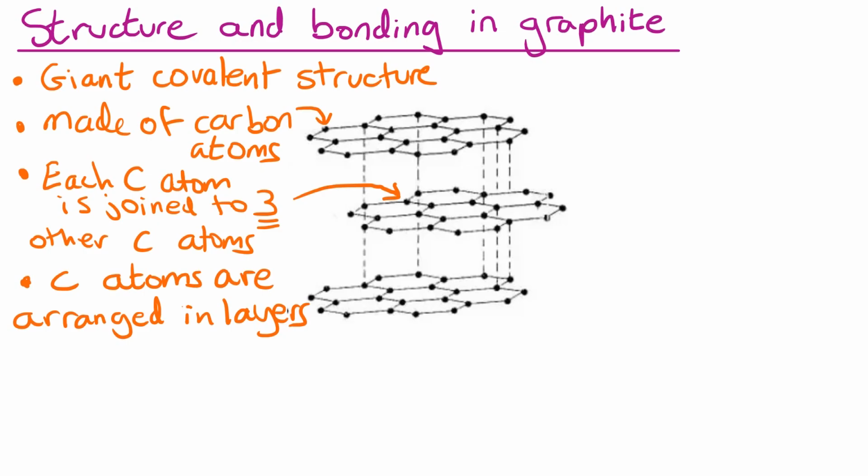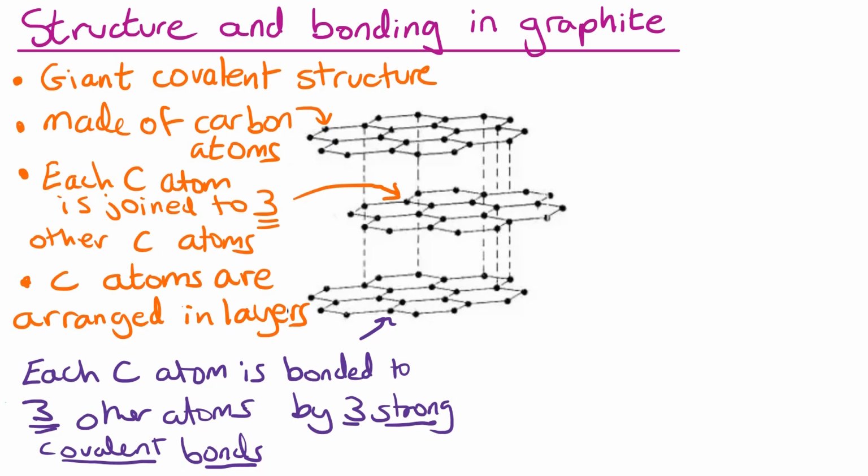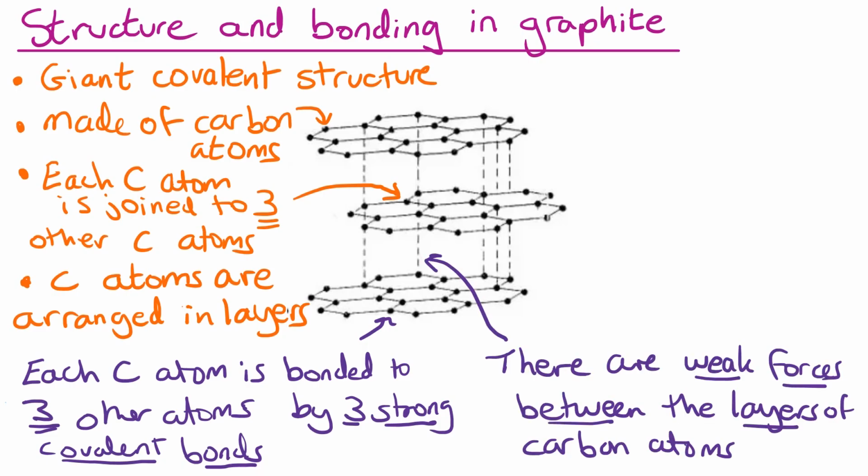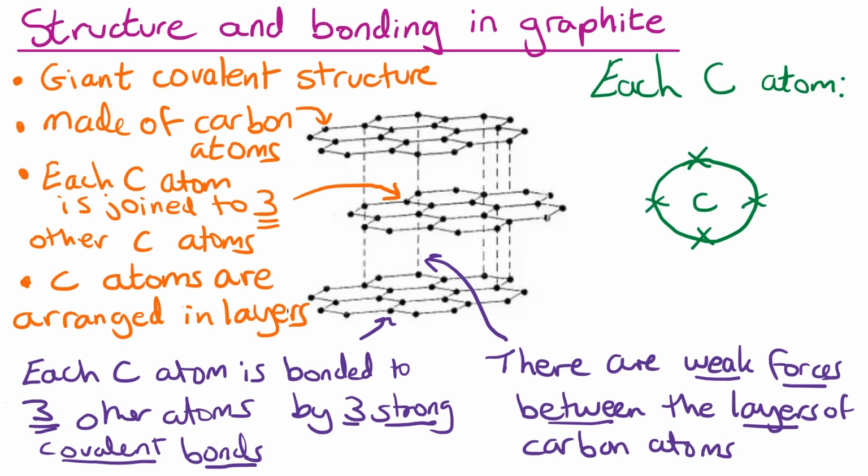Now, each carbon atom is bonded to 3 other carbon atoms by 3 strong covalent bonds. But the layers themselves have only got weak forces between the layers of carbon atoms. And if we look at one carbon atom on its own, it's got 4 electrons in the outer shell just as it had before. But this time it's only bonding with 3 of those electrons. So that means this electron at the bottom is what we call a delocalized electron.